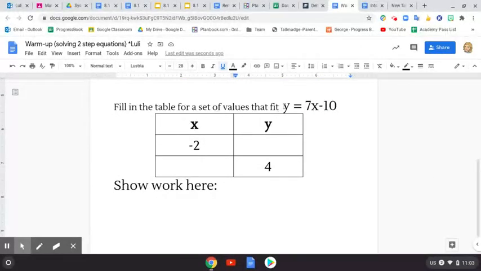We have our equation, y equals 7x minus 10. Now we're going to plug in a negative 2 for our x and see what the y would be. Then in the next problem, we're going to plug in the y of 4 and find out what the x is. For that first example, we just plug negative 2 in for x, so everything else stays exactly the same.